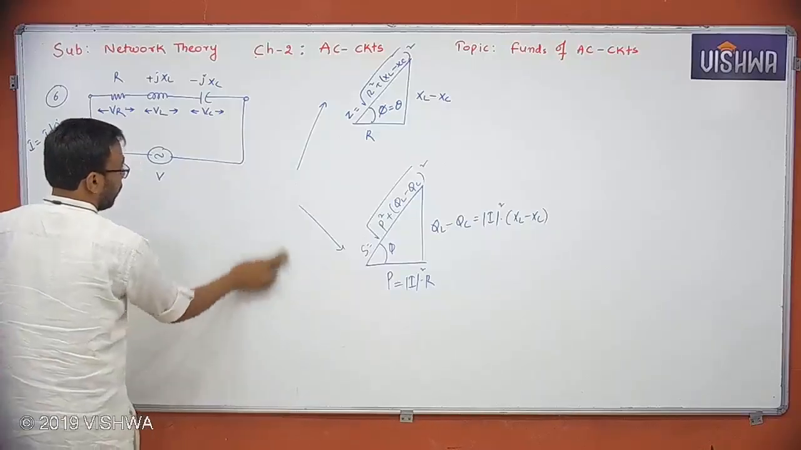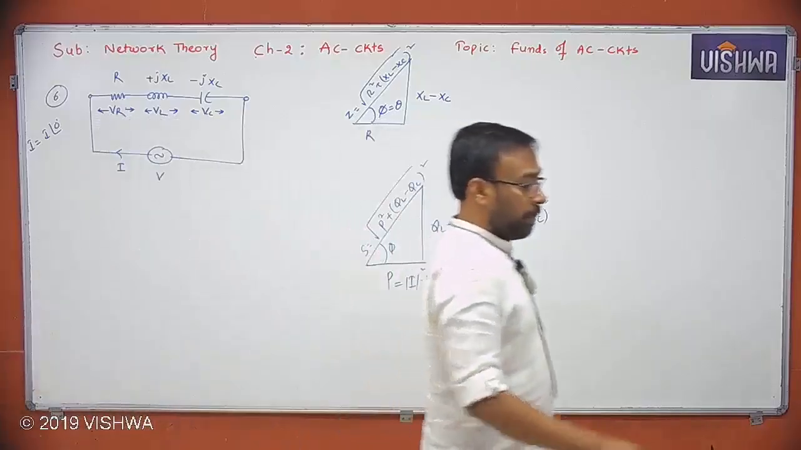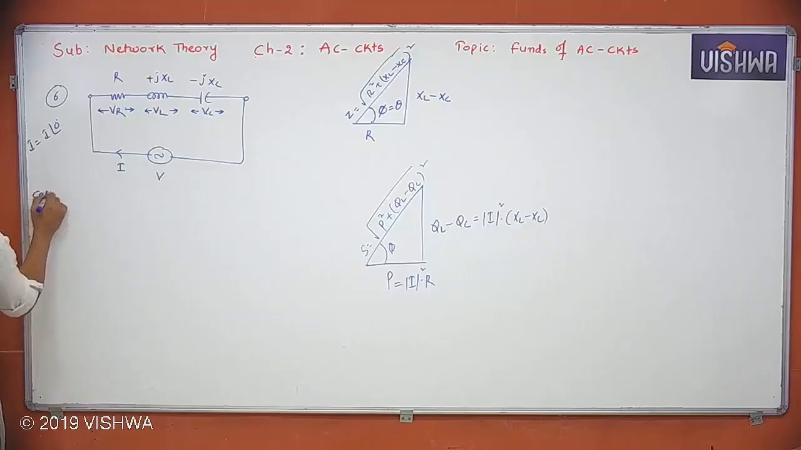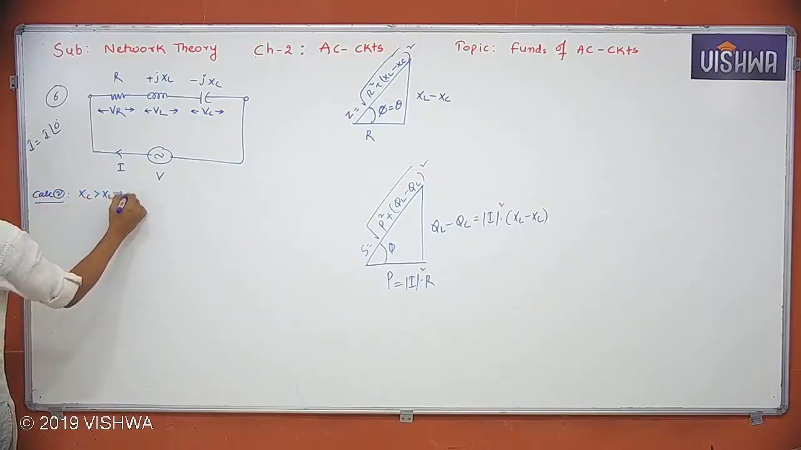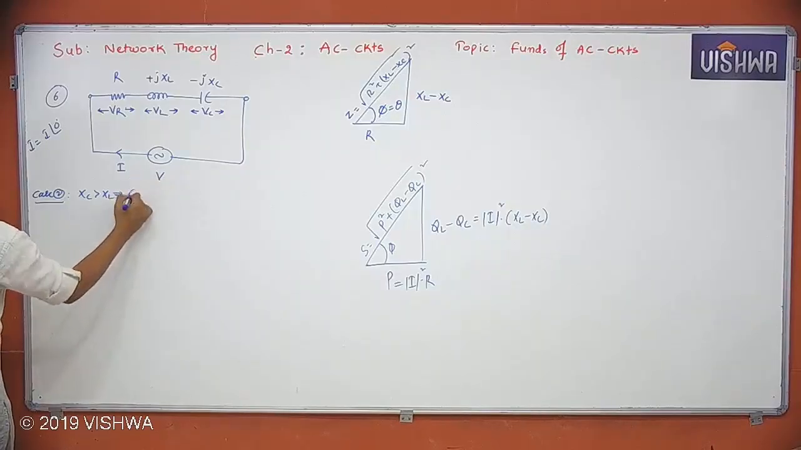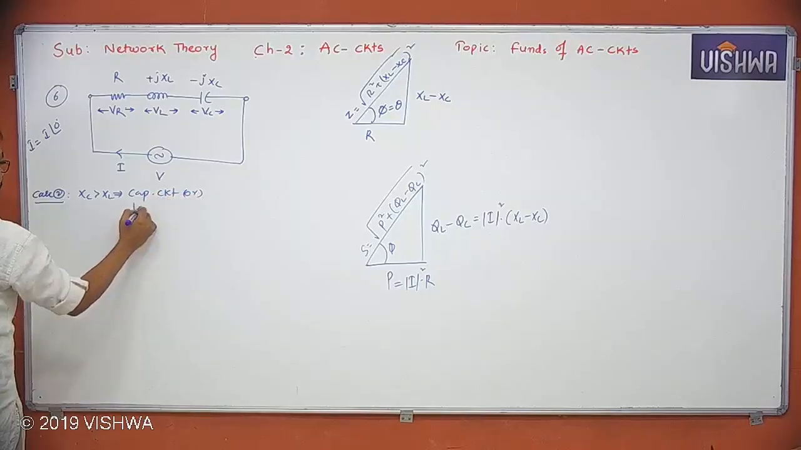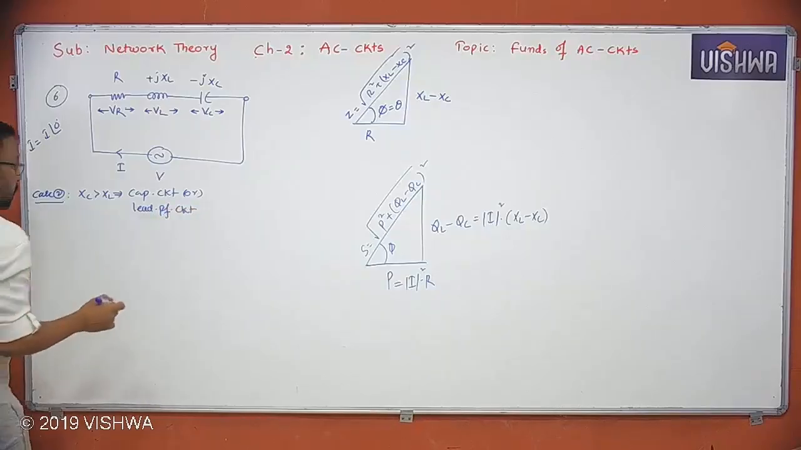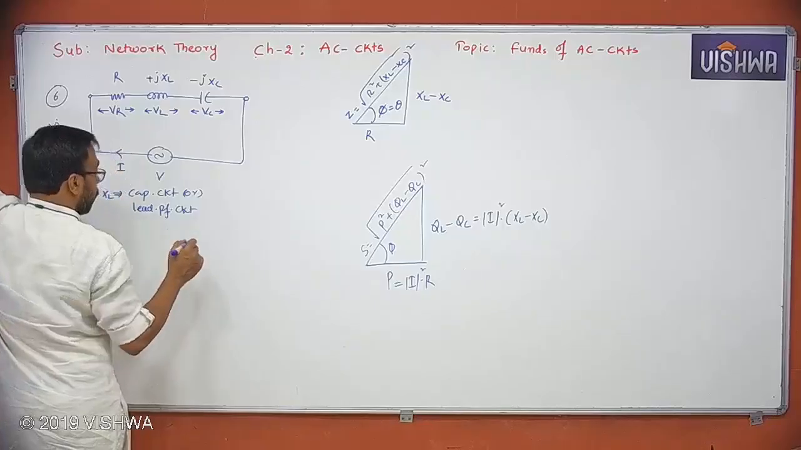Case 2: XC greater than XL. Capacitive circuit. It behaves like a capacitive circuit, or a leading power factor circuit.